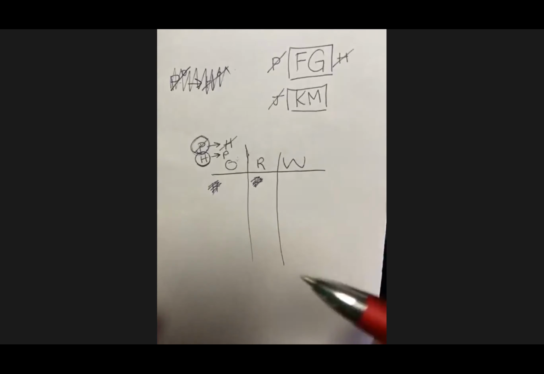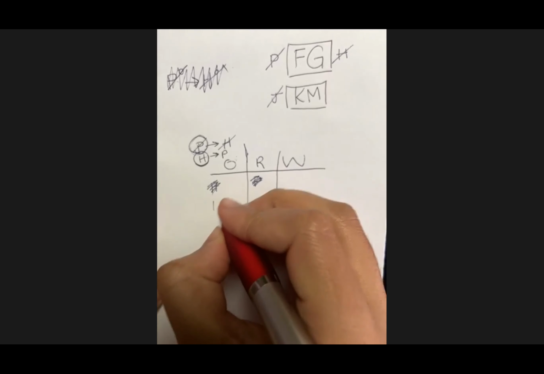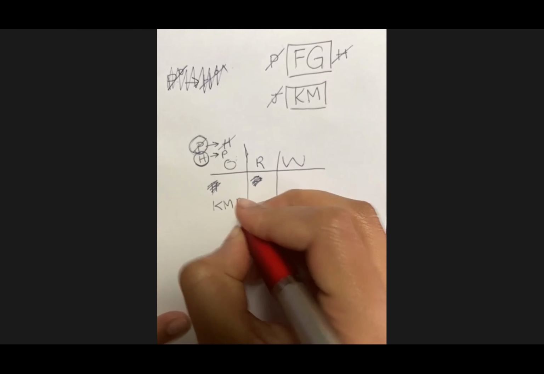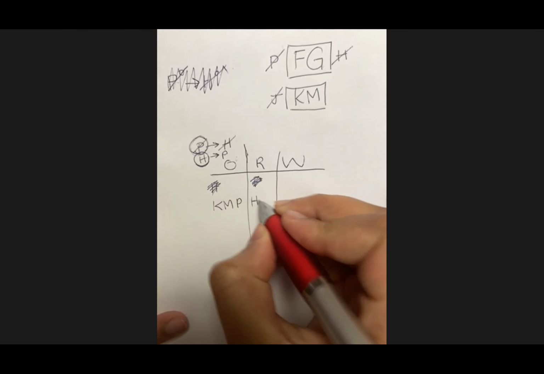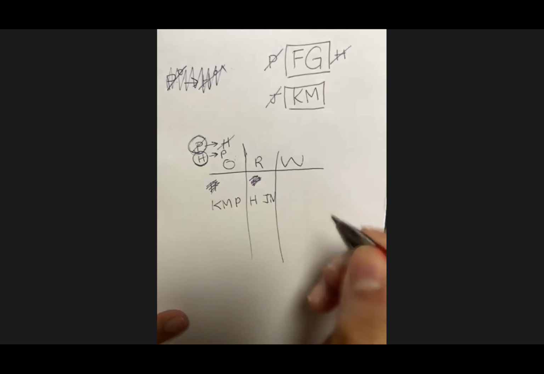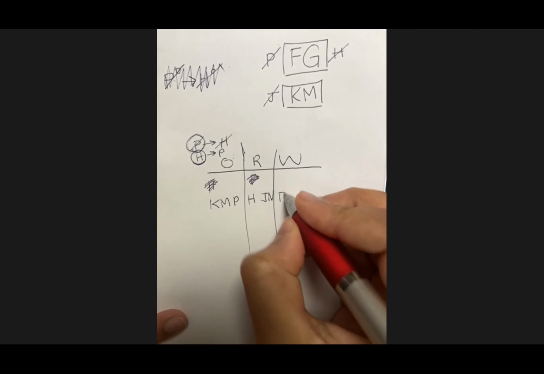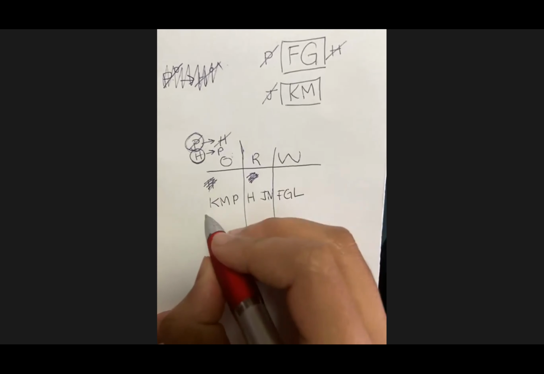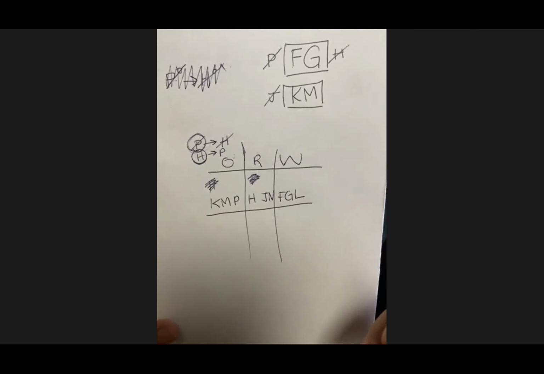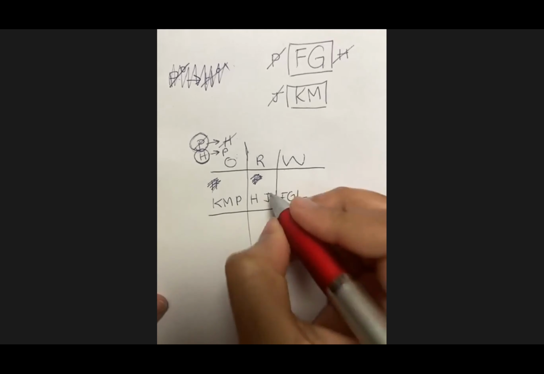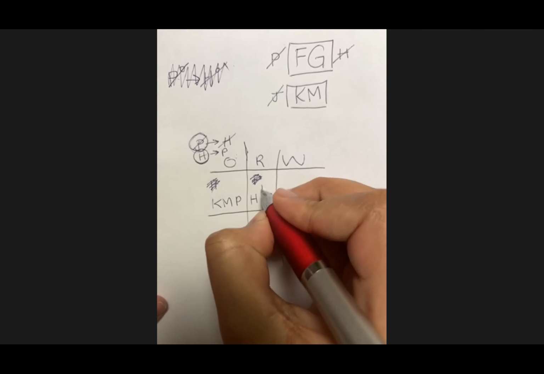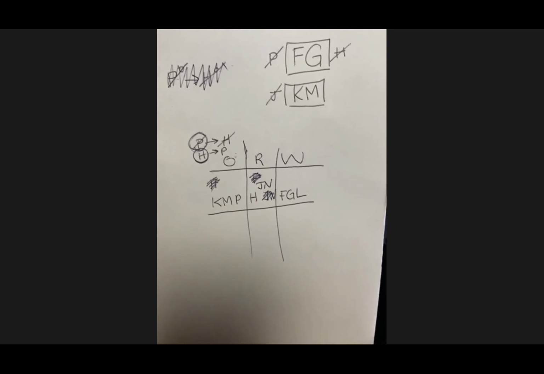So I would write this combination out: K M P H J N and F G L. I'll just rewrite the JN there.